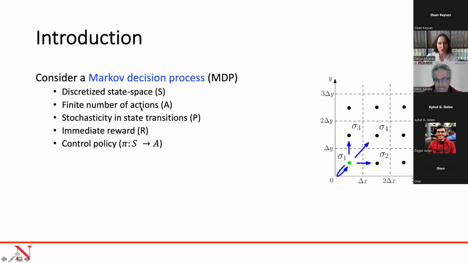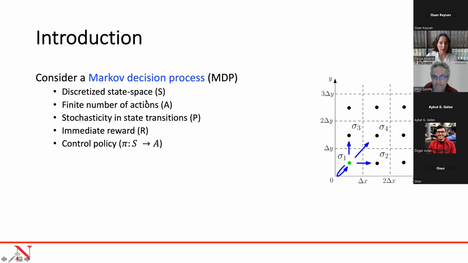And then the agent will have some actions, and those actions are the maneuvers it can take. In this representation, for example, if the agent is in the sigma 1 state, there might be 4 feasible actions. It can take the up action, this diagonal action, the right action, and then the staying action. So there is a finite number of actions in the action set.